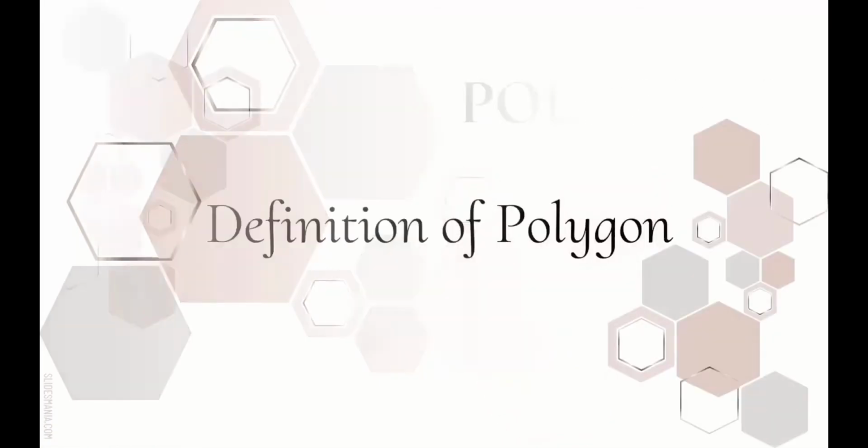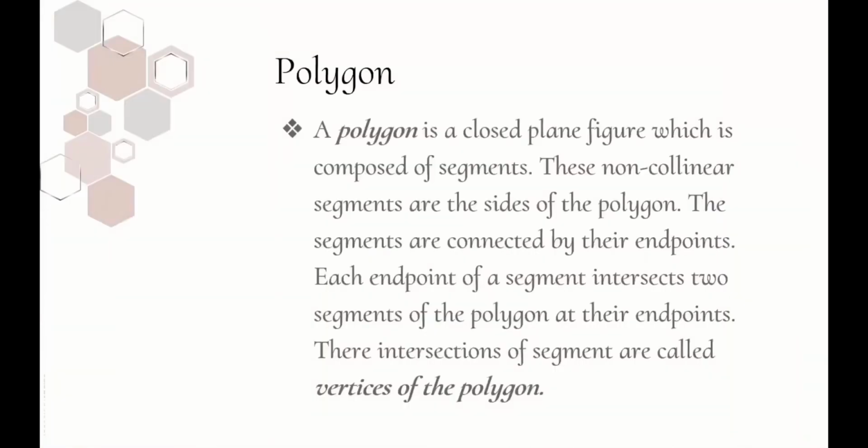Definition of polygons. A polygon is a closed plane figure which is composed of segments. These non-collinear segments are the sides of the polygon. The segments are connected by their endpoints. Each endpoint of a segment intersects two segments of the polygon at their endpoints. This intersection of segments is called the vertices of the polygon.